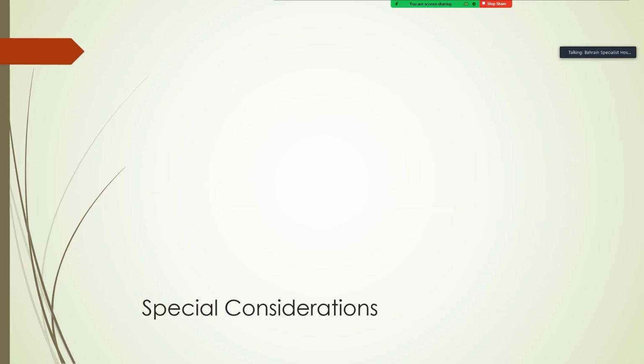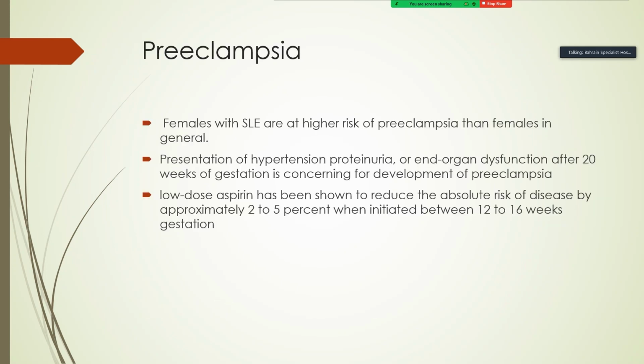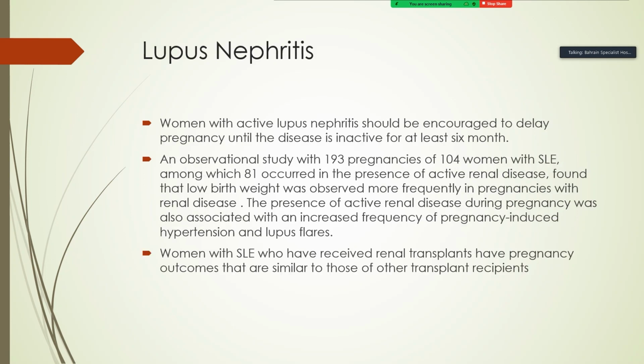Now, a special consideration during pregnancy is preeclampsia. Preeclampsia is very common in lupus pregnancy. So patients with SLE are more prone to have preeclampsia. The presentation is usually hypertension, proteinuria, and organ dysfunction after 20 weeks of gestation. And low dose aspirin has been shown to reduce the incidence of preeclampsia by 2 to 5%.